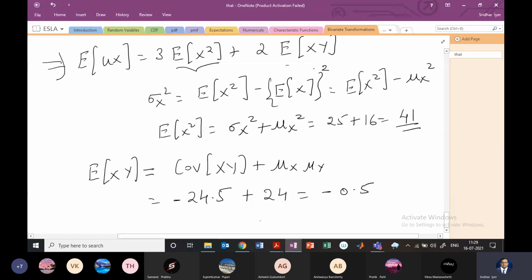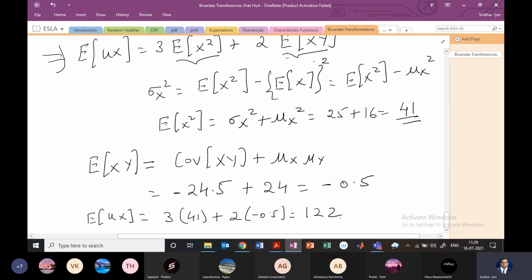So now in this equation for E of ux, we also have E of xy, right? Therefore, E of ux will be 3 times E of x square, which is 41, plus 2 times E of xy, which is negative 0.5. So let's see what we get here. 122. Yes, am I right? Anyone? So we get 122.